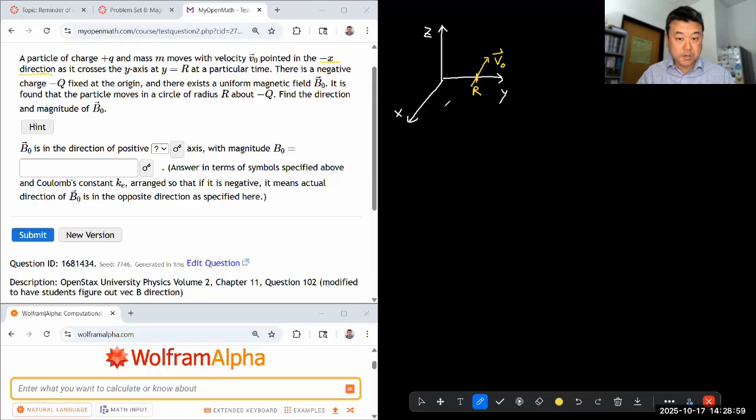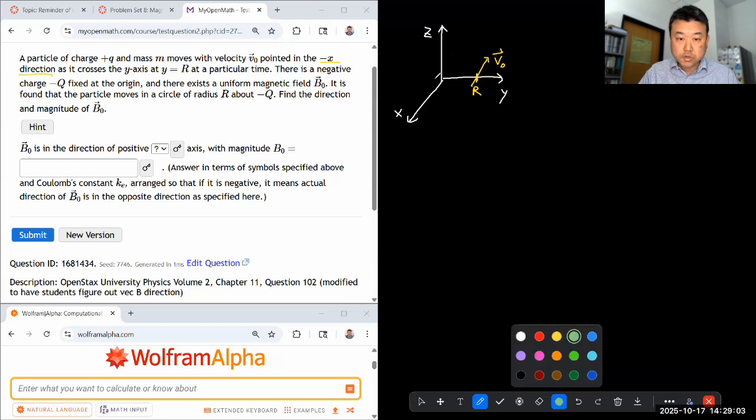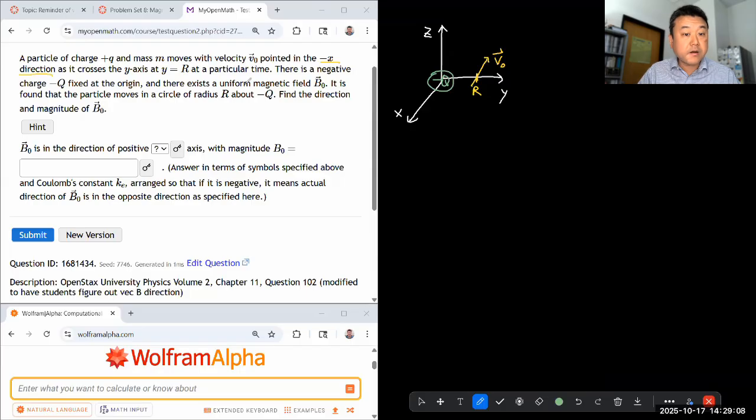There's a negative charge, okay, minus Q fixed at the origin, and there exists a uniform magnetic field. It is found that the particle moves in a circle of radius r about the minus Q. Find the direction and magnitude of B naught. Okay, so it's a positive charge.